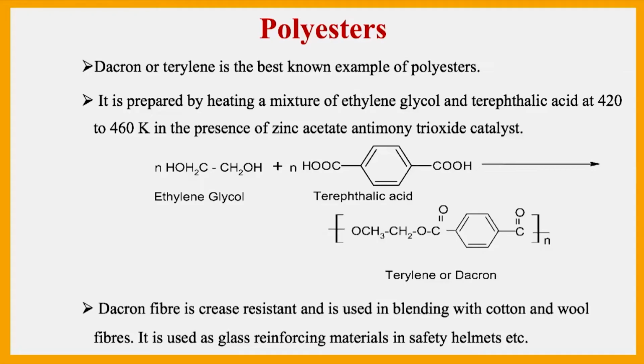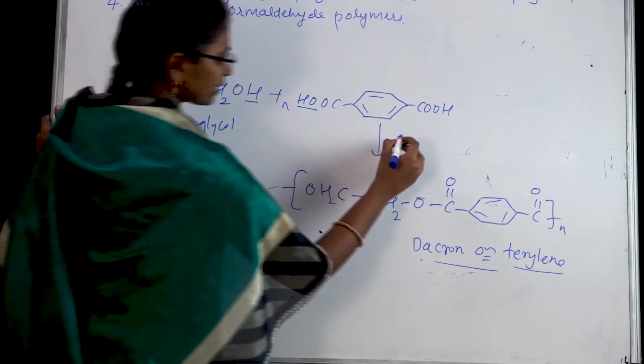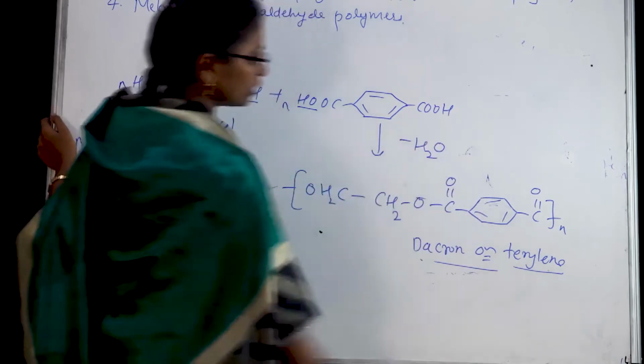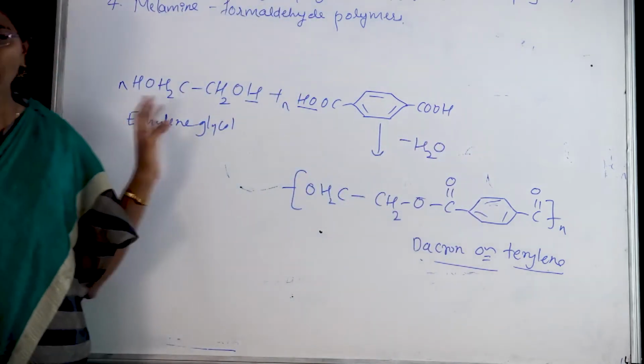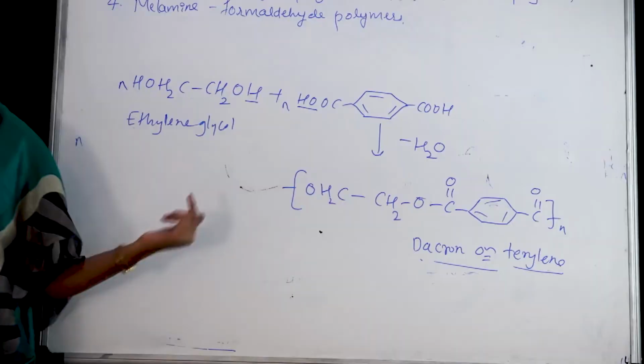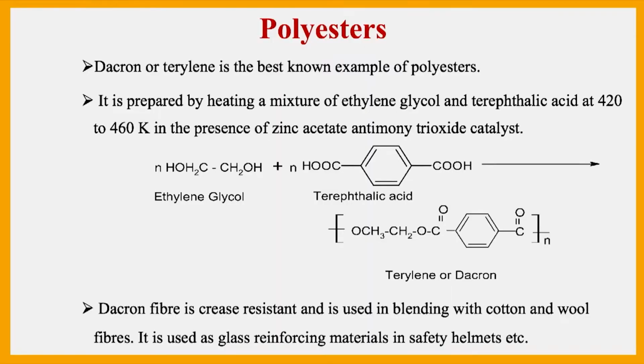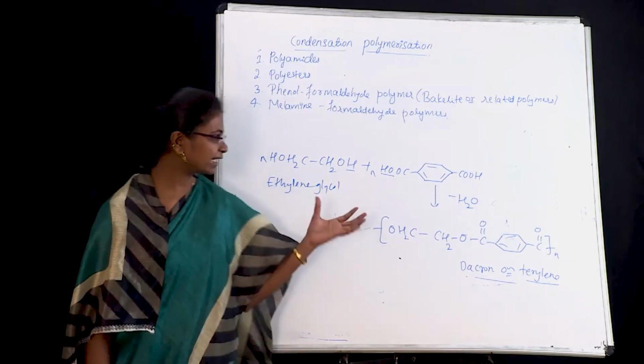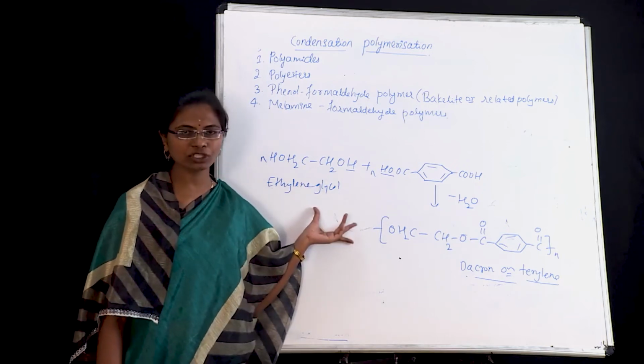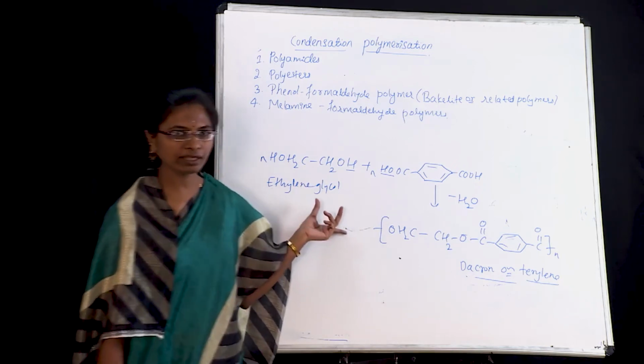Okay, see here, this OH and one H from the ethylene glycol are eliminated as a water molecule in this reaction. And Dacron fiber is crease resistant and it is used in blending with cotton and wool fiber, and it is used as glass reinforcing material in safety helmets, etc. Remember the reaction, it is very important for the examination also, for 2 marks and all they will ask.